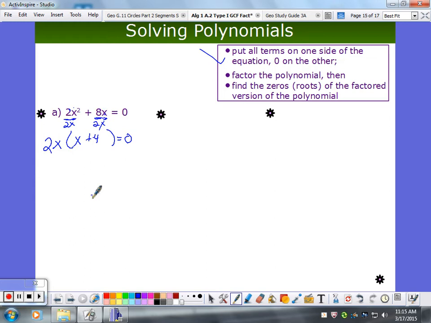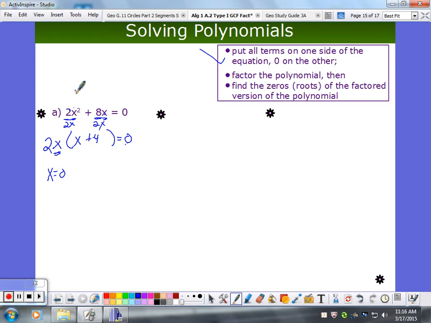I'm good. All right, now I'm in this form where it's something times something equals 0. Well, it's actually 3 things: 2 times x times x plus 4 is 0. Now, does 2 ever equal 0? No. So 2 is not the reason this got to 0. It must only be the variables. So if x is over here, what did it have to be to get 0? 0. So one possibility is this x is 0.